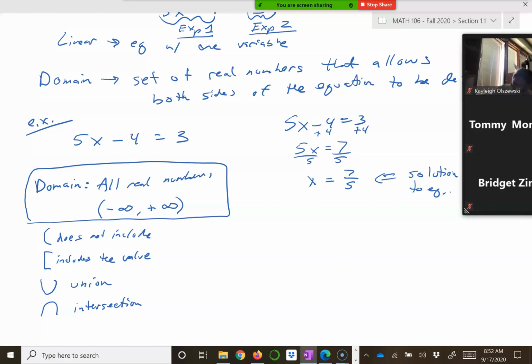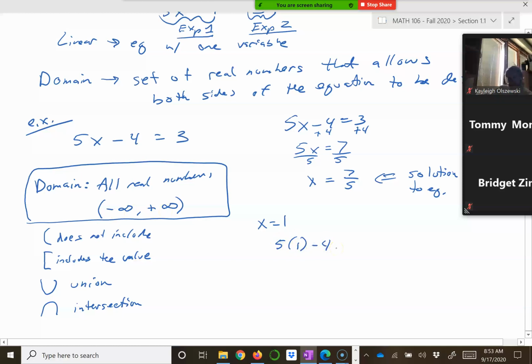But you might be wondering, well, you just said the domain is all real numbers, meaning we can plug in any number for x and both sides are defined. Well, having both sides defined and having a solution to the equation are two different things, and a lot of people sometimes get those things confused. So let's say, as an example, I plugged in x equals 1. That's a real number, and that's a part of our domain, in the set negative infinity to positive infinity. So let's just plug that 1 in and see what happens.